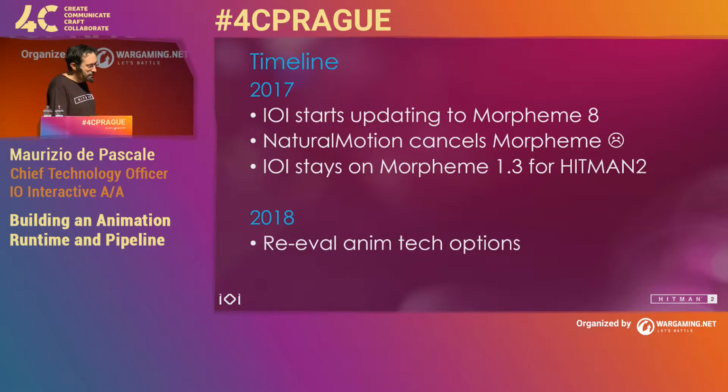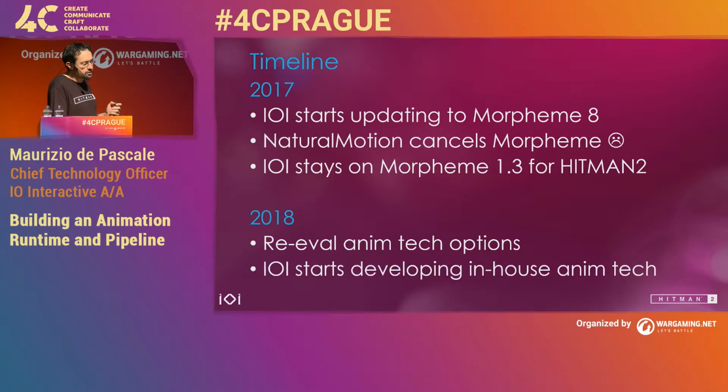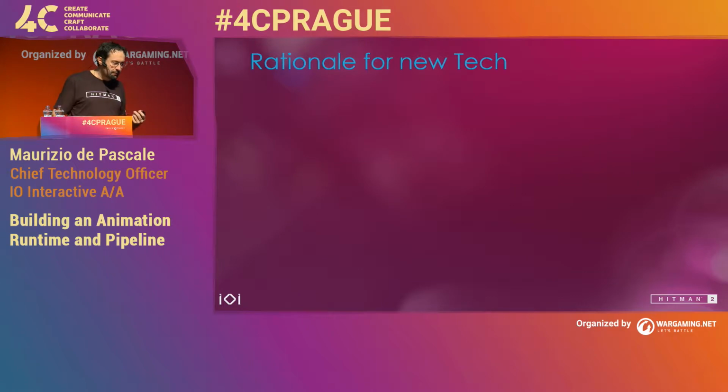Some time passed by, the game was fully in production, and we got some time to go back and reevaluate what our options were for animation. And this time we actually decided to start developing something new internally. So the question is, okay, a year before you were going for a middleware solution, and only a few months later you're now planning to do in-house technology.